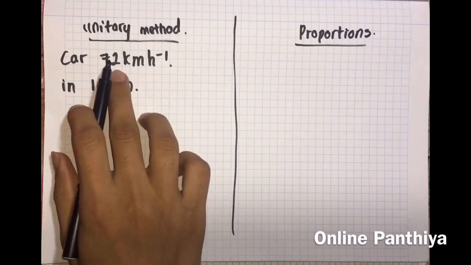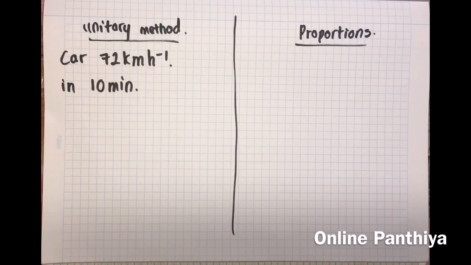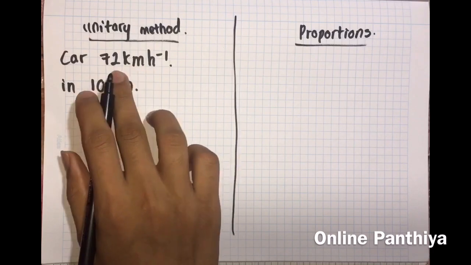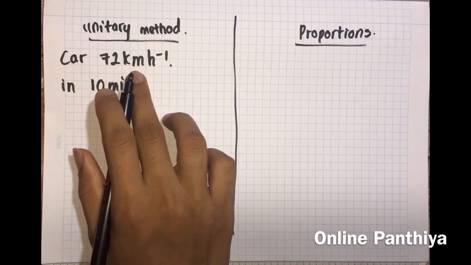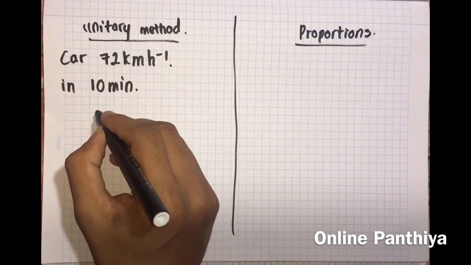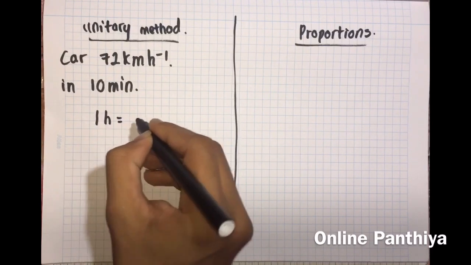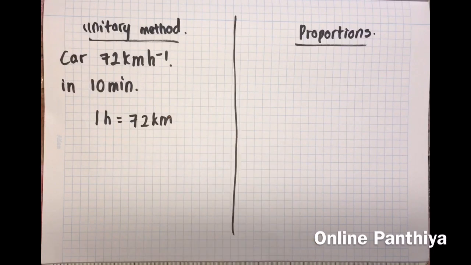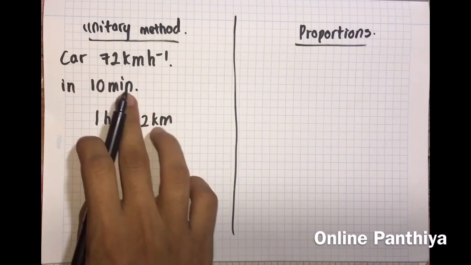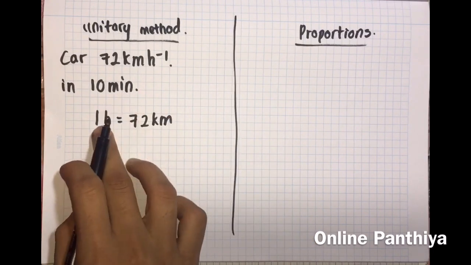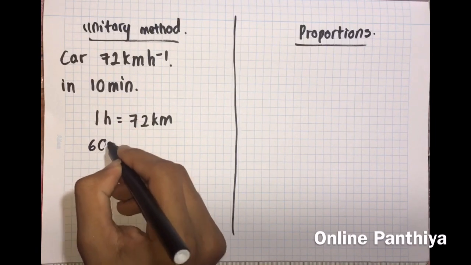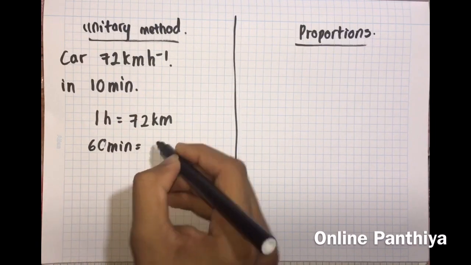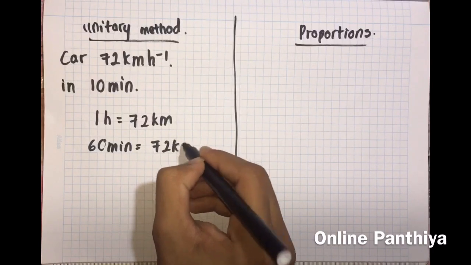That means 72 kilometers per hour. Okay, this is the way. Now using this information, the car travels 72 kilometers in 1 hour. That means in 1 hour the car can travel 72 kilometers. Okay, 1 hour means how many minutes? Since they are dealing with minutes, I'll change this 1 hour to minutes. Yes, 60 minutes. So in 60 minutes the car travels 72 kilometers.